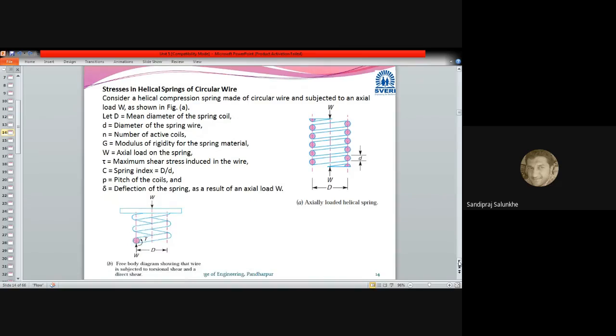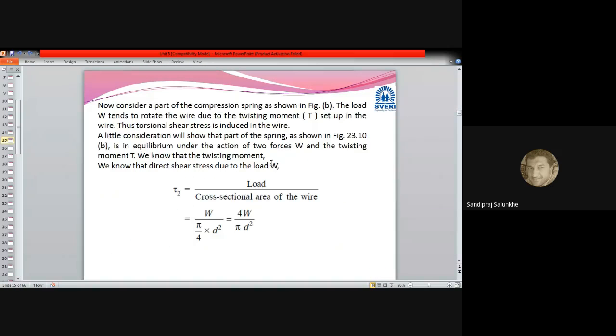Okay, if you have understood it, then we'll go further. Otherwise, let me know whether you have understood it or not. Have you understood this or not?